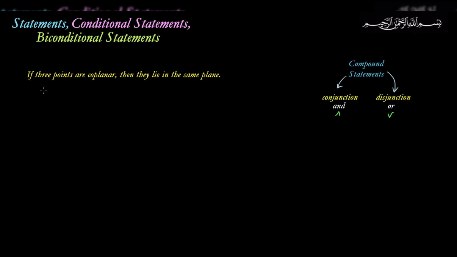Now consider the following example. If 3 points are coplanar, then they lie in the same plane. And that's pretty easy enough, because that's kind of like the definition of being coplanar. But nevertheless, if 3 points are coplanar, then they lie in the same plane.